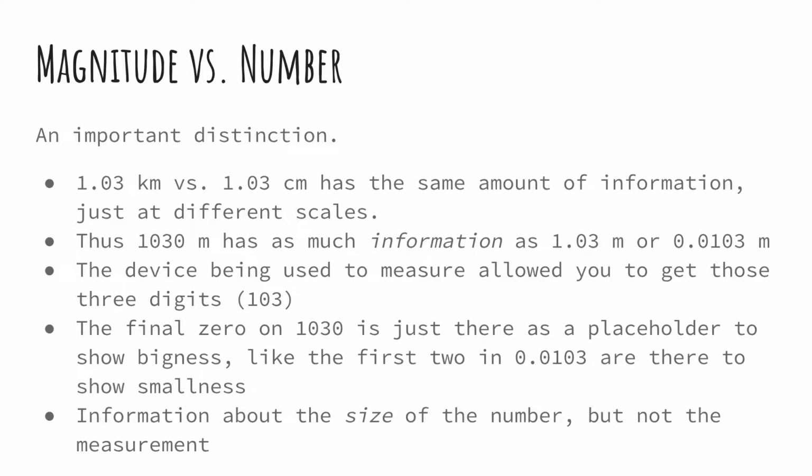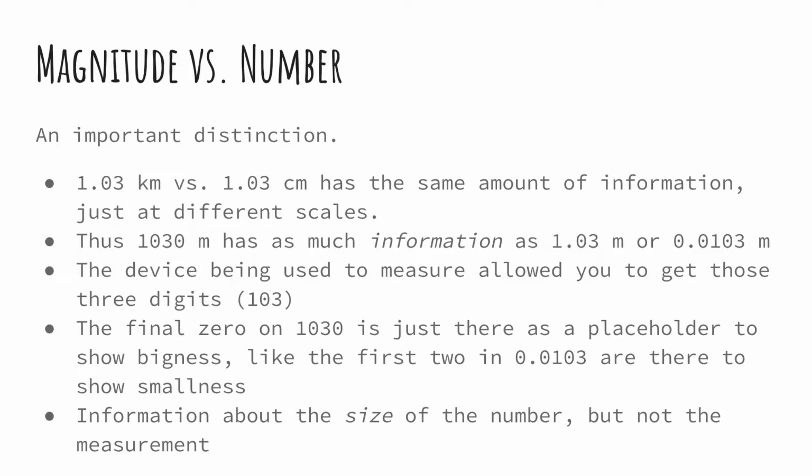But notice that you have those different zeros. The final 0 on 1030 is only there as a placeholder to show the size of the number. And the first 2 numbers in 0.0103, those are just there to show that that number is small. So those numbers don't really give you information about the measurement itself. They're there to give you information about the size, the magnitude of the measurement. So they're a different kind of information from the actual measurement itself, the number that you're getting.